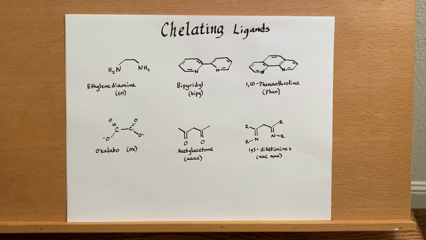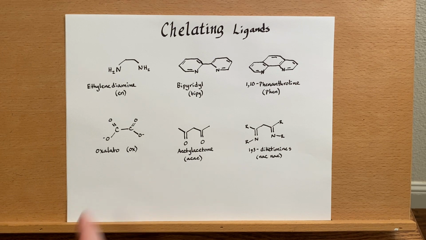Now, I mentioned ligands, and ligands are something that attaches directly to the metal. In the previous examples, I showed some ligands that only attach in one position. NH3 only has one nitrogen, one lone pair. It can only attach in one spot. But there are ligands where more than one spot could attach to the metal at the same time.